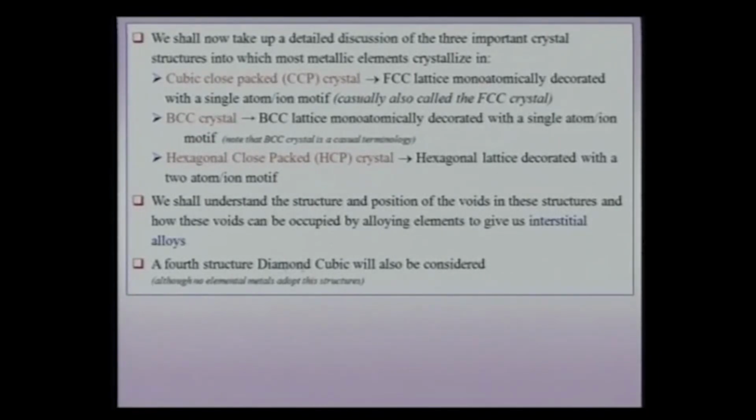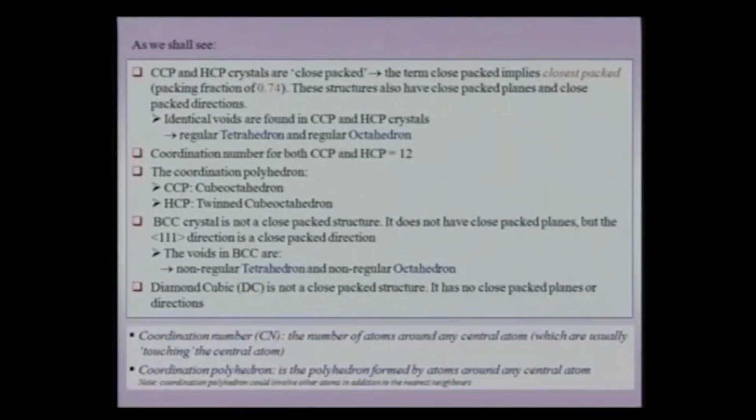We shall also consider the fourth crystal, the diamond cubic crystal, even though there are no metallic elements which crystallize in this structure. Additionally, we shall place importance on the interstitial positions, the voids in these crystal structures, and we will see how various elements can fit into these interstitial voids and give us interstitial alloys. So this will be the focus of the next set of discussions, and peeking ahead, we will see what kind of considerations we will keep in mind.